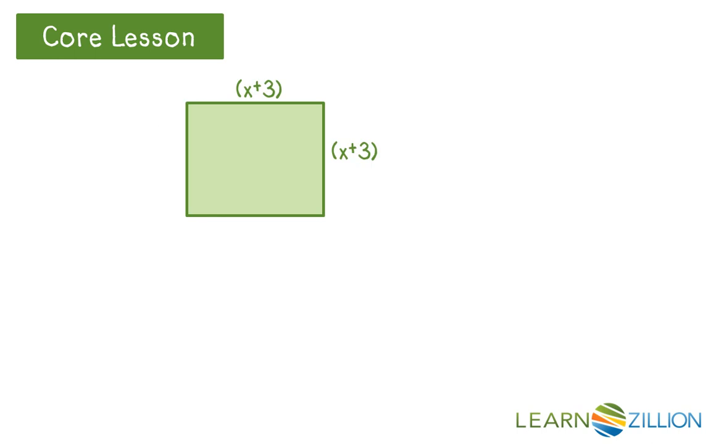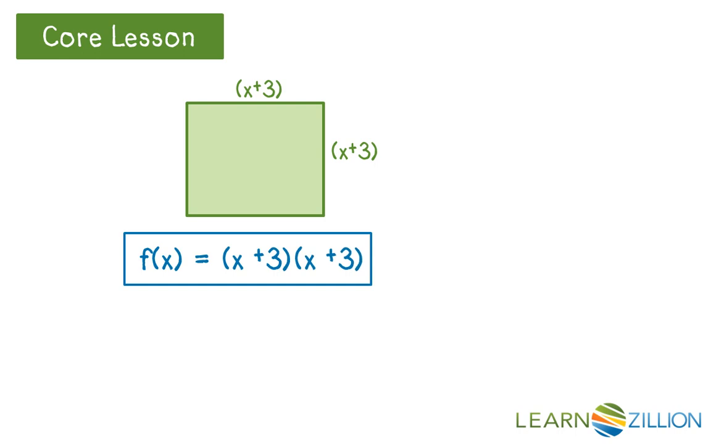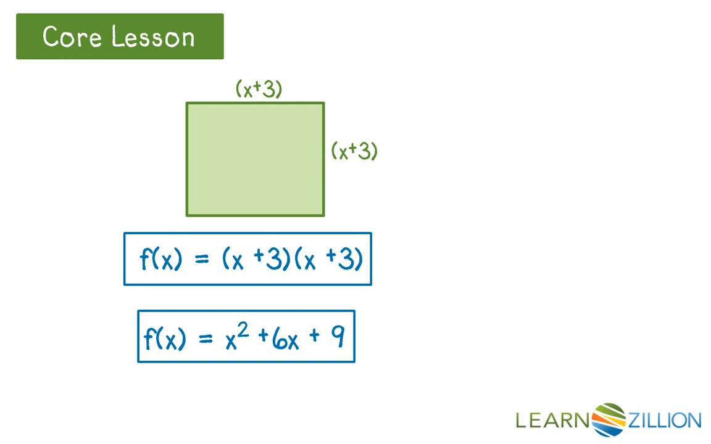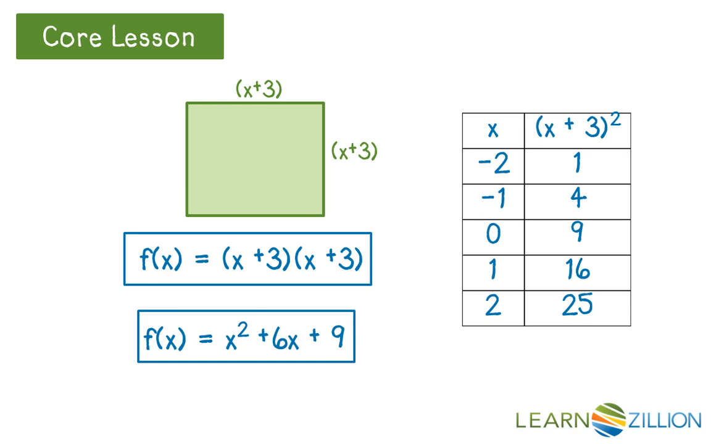Let's now make the side length of the square be x plus 3 feet long. This is the function in factored form that represents the area. If we multiply the factors, the function would be f of x equals x squared plus 6x plus 9. Looking at the table of values, there's no point where the f of x values change direction. To graph this function using a table of values, we will need to add more values of x until we know we have found the vertex.